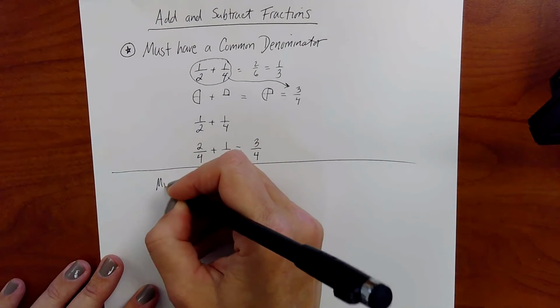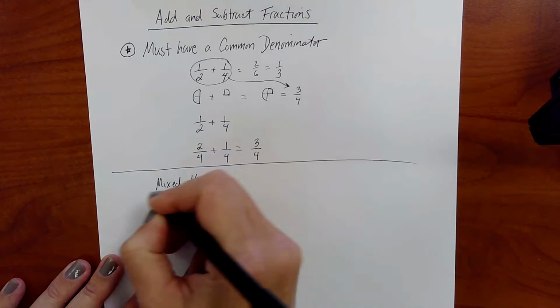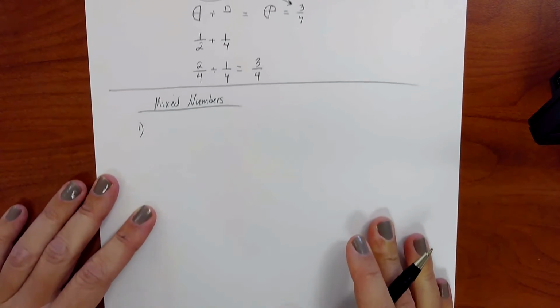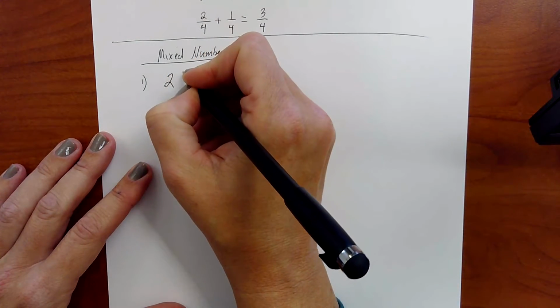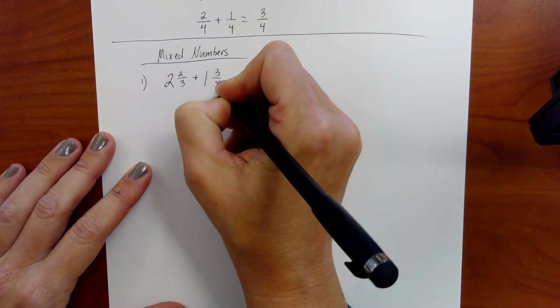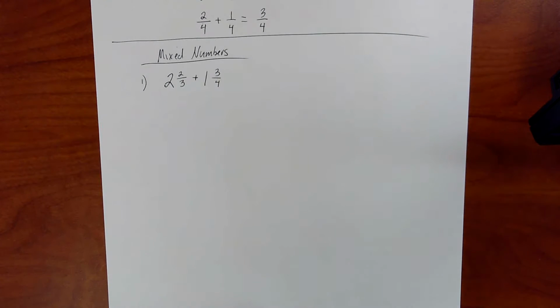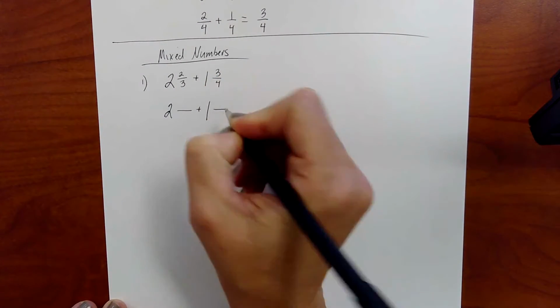First, let's look at mixed numbers and talk about your options for that. So let's say the example was 2 2/3 plus 1 3/4. Now you have a choice. You could keep them as mixed numbers, or you could make them improper and add from there. The only thing is then you probably have to change it back into a mixed. So I usually like to just leave them as mixed numbers.